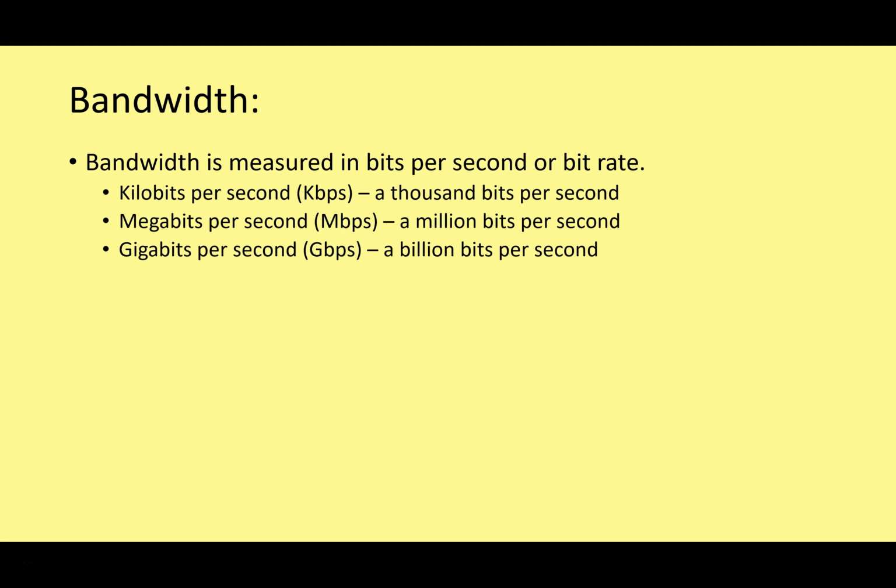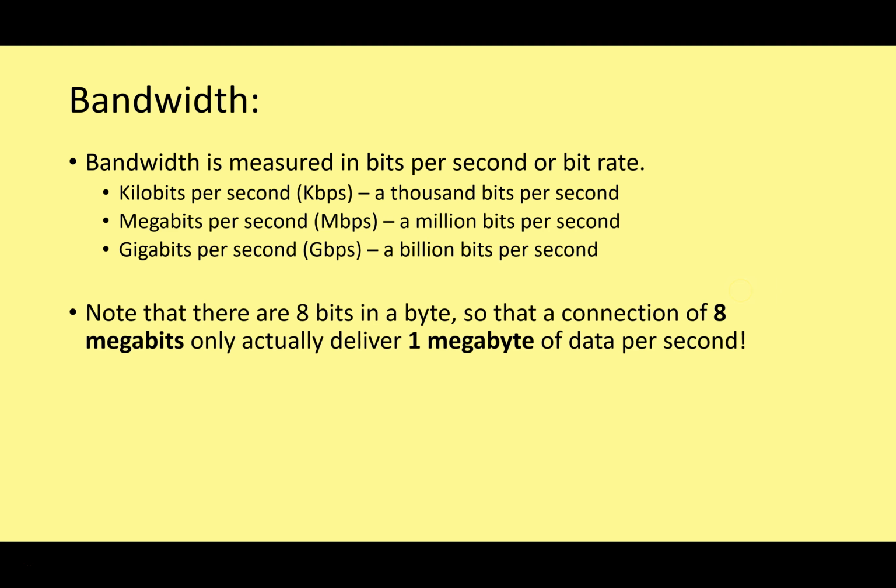Bandwidth is measured in bits per second, sometimes shortened to bitrate. You've got kilobits per second, which measures thousands of bits per second. You've got your megabits, which measures millions of bits per second, and your gigabits, measuring billions of bits per second. Be careful here. Remember that there are 8 bits in a byte, so that a connection of 8 megabits only delivers 1 megabyte of data per second.